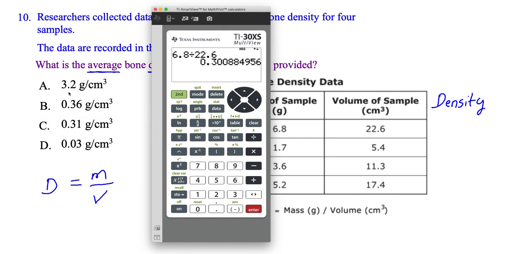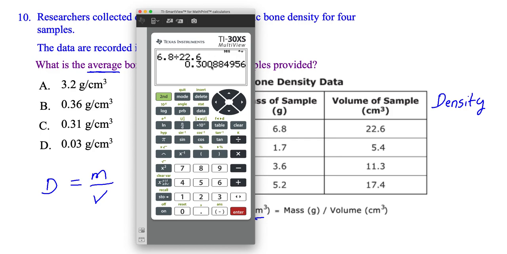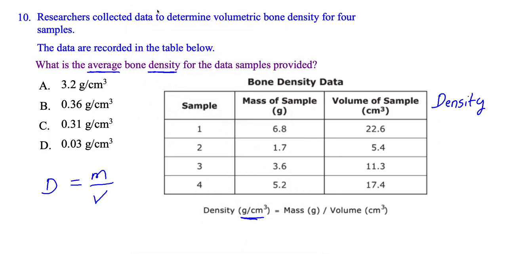I don't want to write out this whole number. If you go back to your answer choices, the decimals only go out to two decimal places, the farthest one. For example, A, if you look to the right of the decimal, goes out to 1, B goes out to 2, C goes out to 2, and D goes out to 2 decimals. So I'll only take this out to 2 decimal places. So I'm just going to write 0.30. That's my density for sample 1, 0.30.